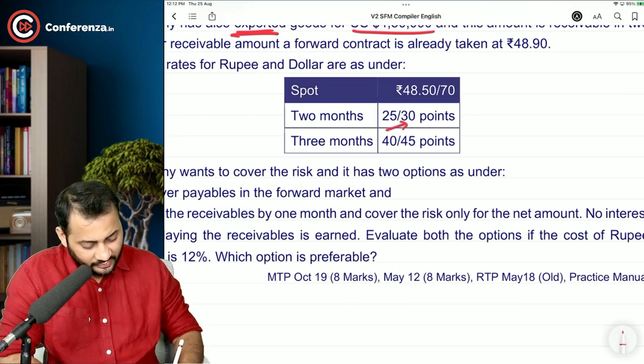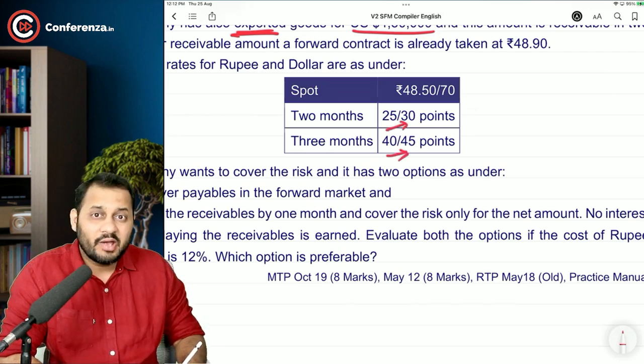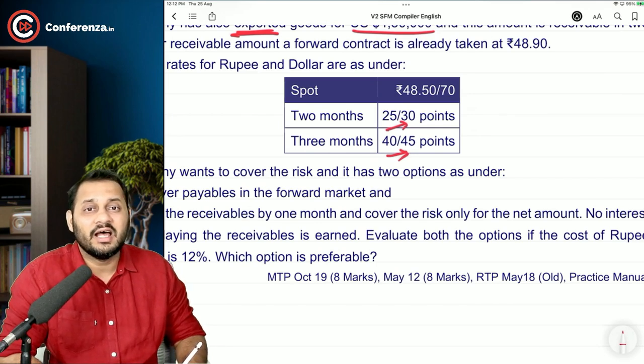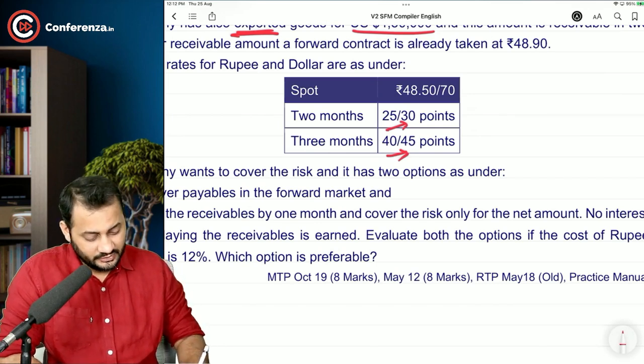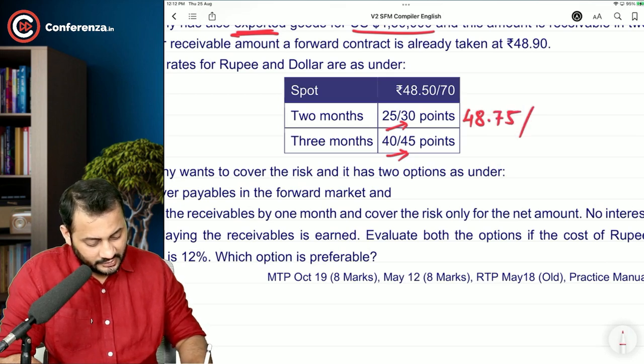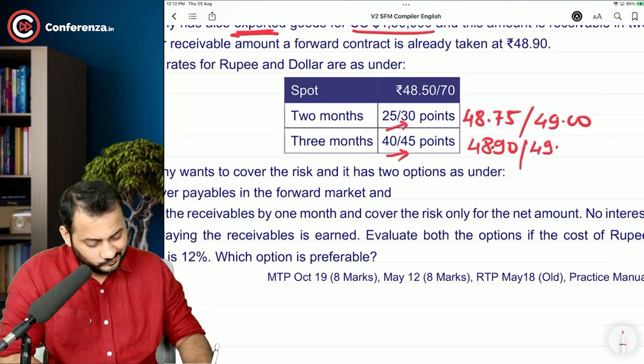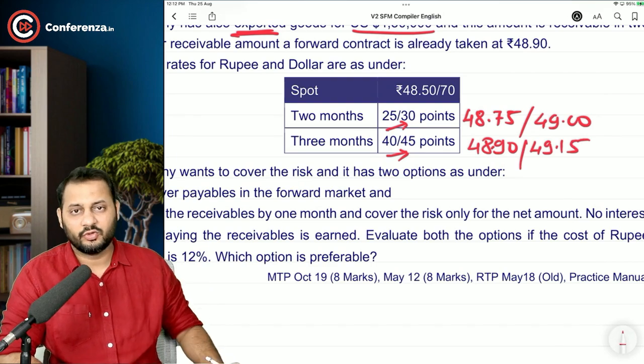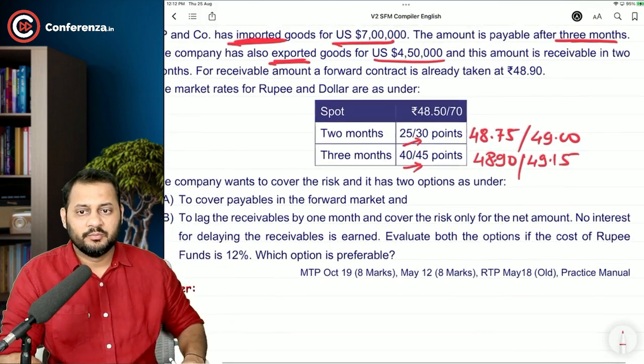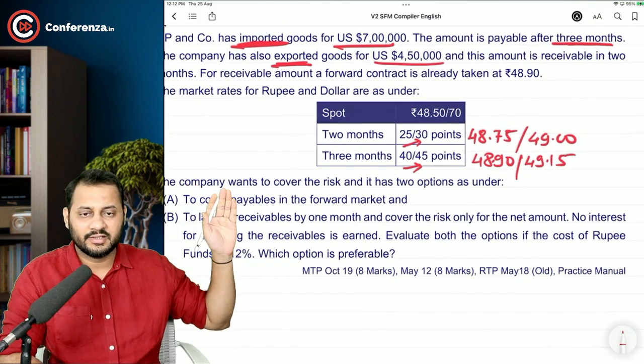These are in ascending order. You can clearly see the swap points are in ascending order. We will add these points. So it will get 48.75 and 49 and 48.90, 50 and 40 and 49.15. So these are the forward rates. Okay. The company wants to cover the risk and it has 2 options as under.